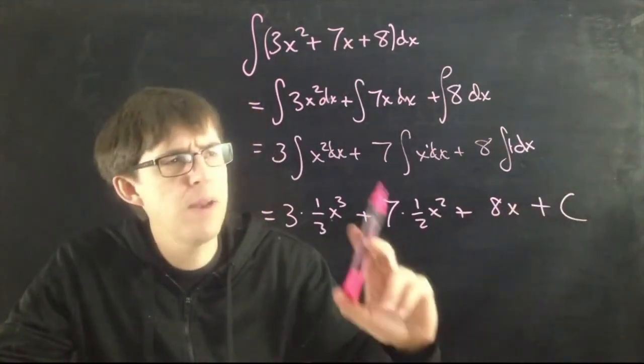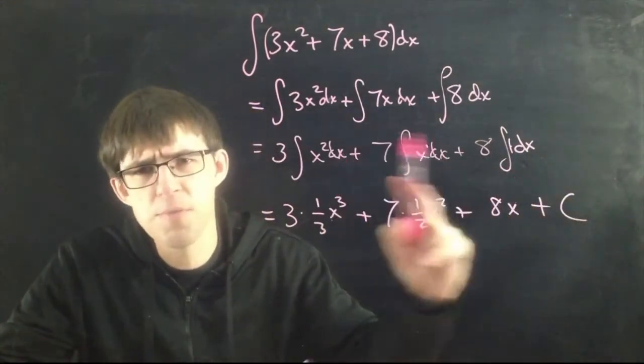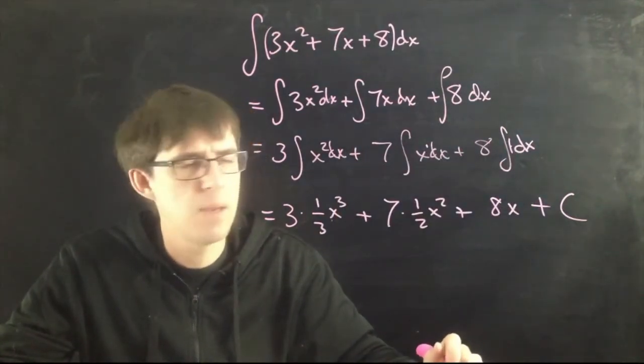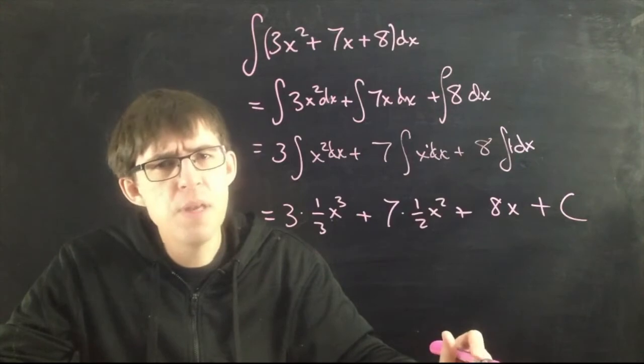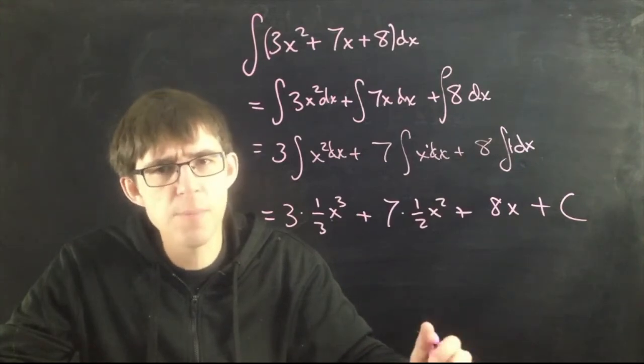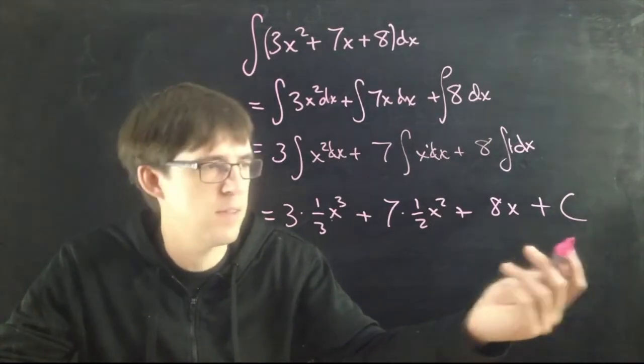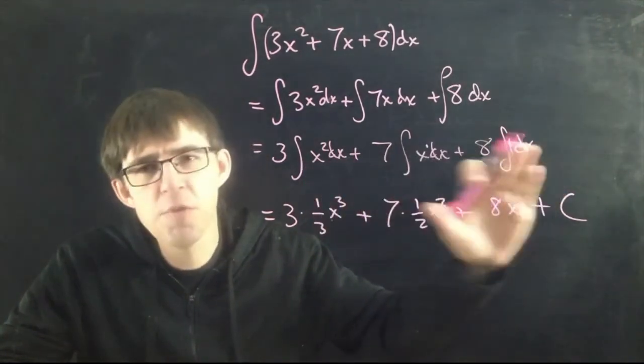Now, you might have been wondering, why didn't I put the plus c every time? Really, there should be 3 different constants all added together, where those constants can be anything. Well, if you have 3 constants which could all be anything, and you add them all together, the result is just another constant which could be anything. So we're never going to write several plus c's.